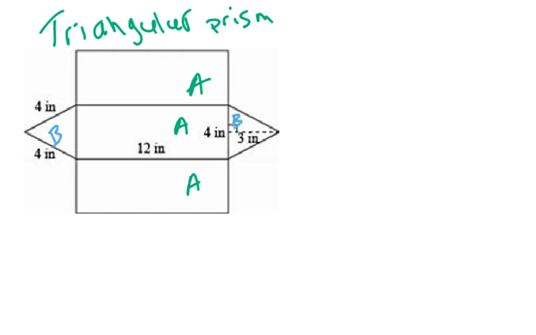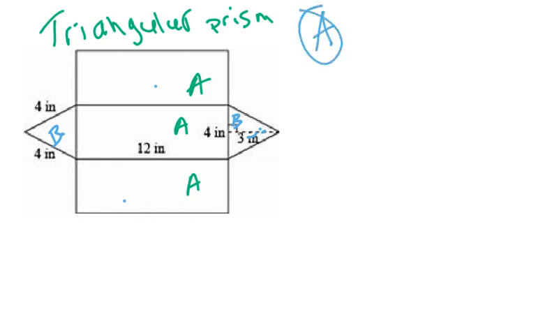So a triangular prism is different from a triangular pyramid because the base in a triangular prism is a rectangle. The parts of the triangular prism that are triangles are the sides. So what we have to do here is find the area of the rectangles, add them together, then find the area of the triangles, add that together, and add them both together to get the total surface area.